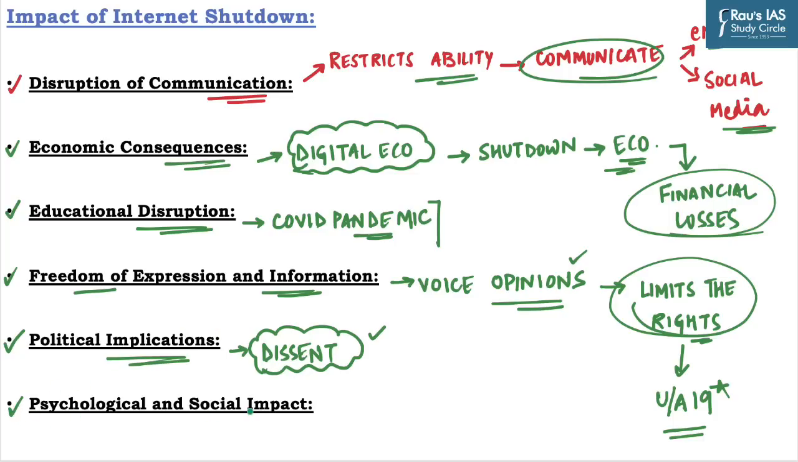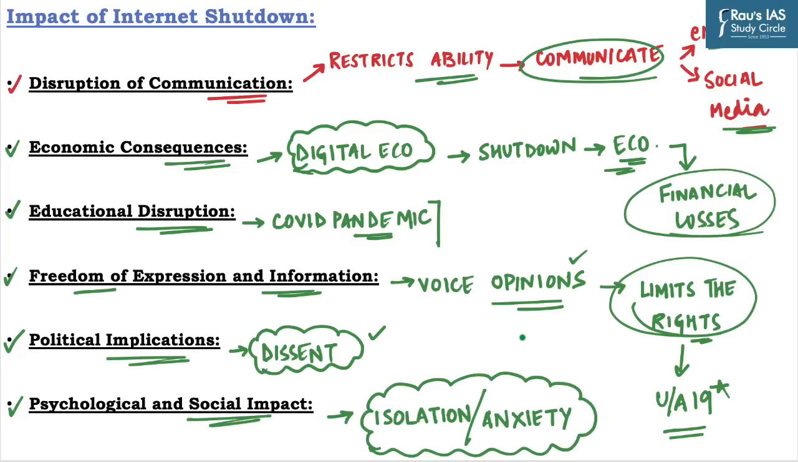And the last one is psychological and social impact. The sudden loss of internet connectivity can have a psychological effect on individuals, which may lead to feelings of isolation, anxiety, and frustration. Moreover, social media platforms also serve as a space for community building and social interaction. A shutdown can disrupt these connections, impacting social dynamics and personal well being. Hence, it is again a serious concern which is associated with internet shutdown. Here we have discussed 6 important areas under the impact of internet shutdown.